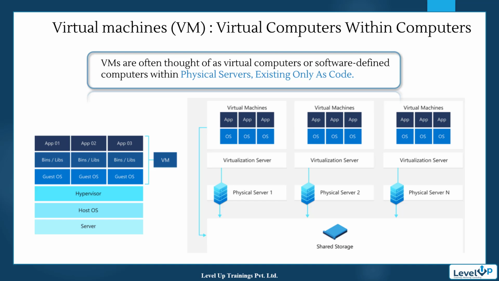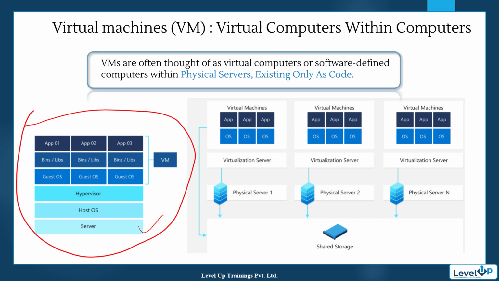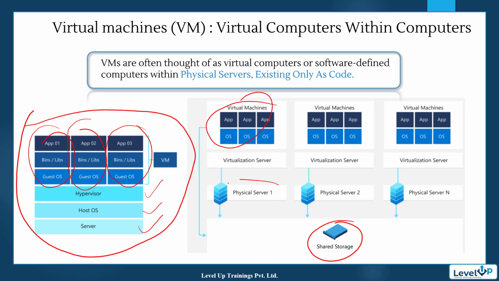We can consider a virtual machine as something like this: let's say this is a physical server. There are different components in a physical server. There is the server hardware, there is a host OS, there is a hypervisor, and there are multiple applications on the hypervisor. So this one we can call a virtual machine. Now each virtual machine has storage and it is hosted on a physical server. One physical server can have multiple virtual machines.